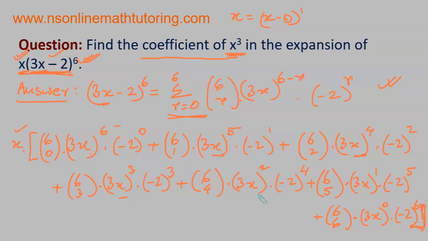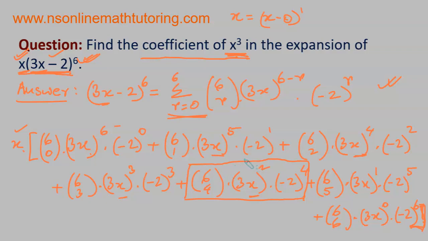Coming to the fifth term, it is x to the power of 2 multiplied by x will be giving us x to the power of 3, which we need. Okay, so this is our required term. This should get multiplied with x to give us the x to the power of 3 factor, and the coefficient will be our required coefficient, will be our answer.